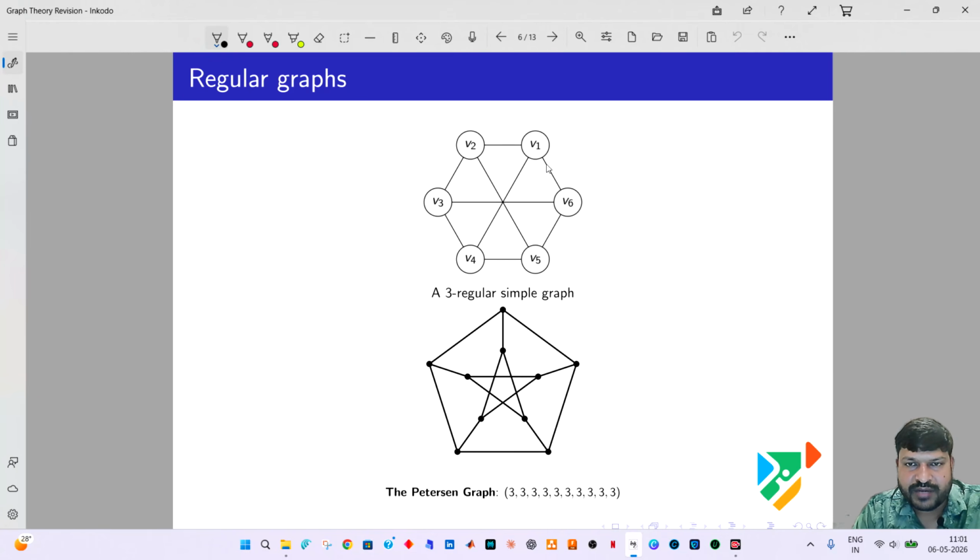This is a three regular graph. What is the degree of every vertex? 1, 2, 3, 3, 3, 3, 3, and 3. So this is a three regular graph. This is also a three regular graph.